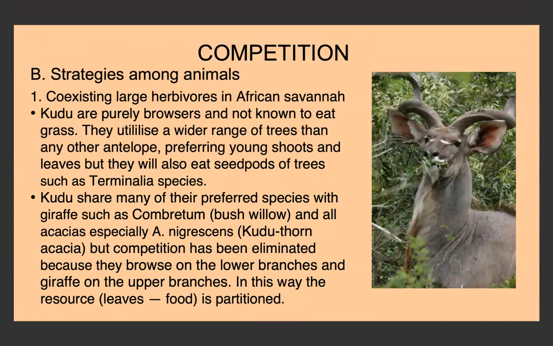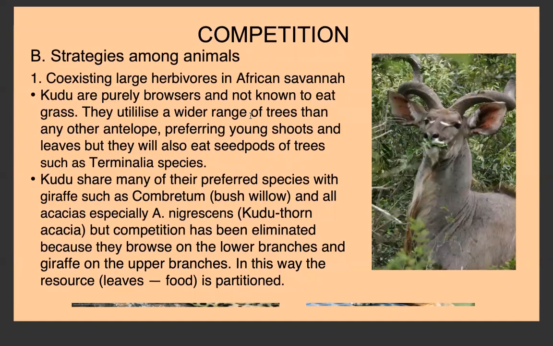They share many of their preferred species with giraffe, so they do have some of the same resources, things like combretum, kudu thorn acacia, but there's very little competition because kudu browse on the lower branches and giraffe on the upper branches. This allows the resource, so food or leaves, to be partitioned.